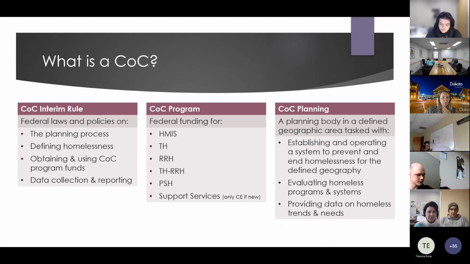And then finally, there's the COC planning. That's a regional planning body that's focused on preventing and ending homelessness. This includes our membership, the planning group that meets on a quarterly basis to carry out the COC interim rule and manage our coordinated entry system. COC planning also incorporates both the interim rule and the COC program. We provide data on homeless trends and needs to anybody who requests it. And we evaluate those projects that are receiving the grant to ensure that they are providing the best services and following best practices for the people that they serve.